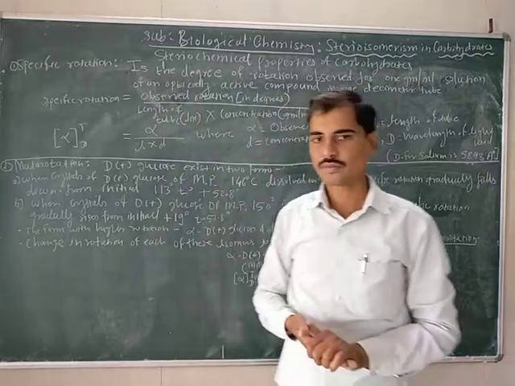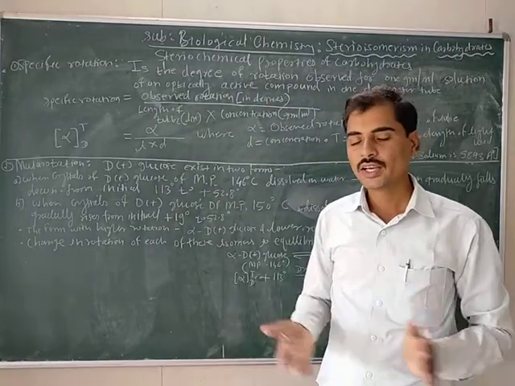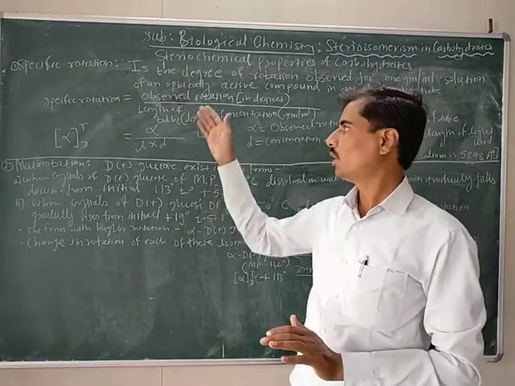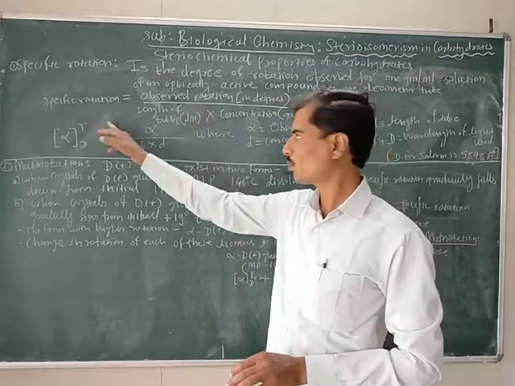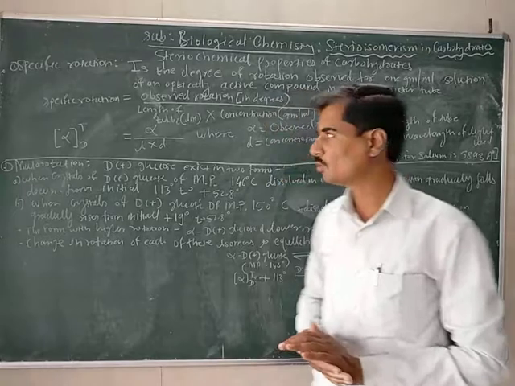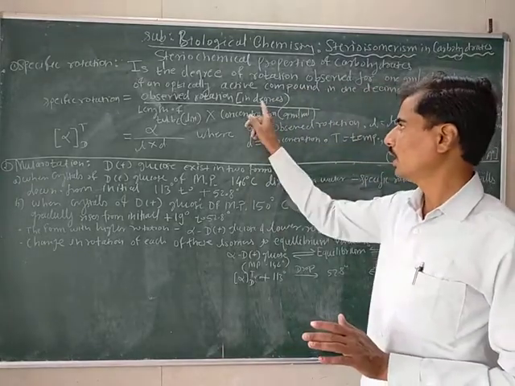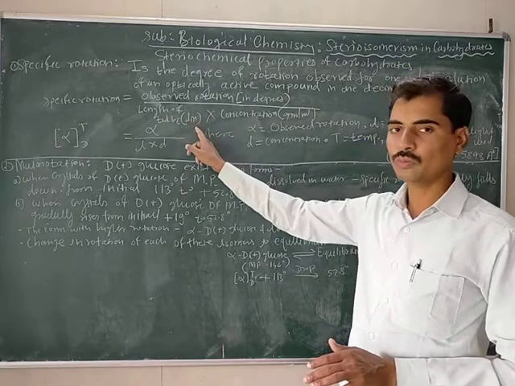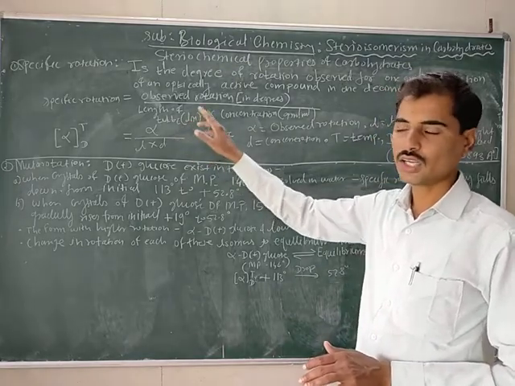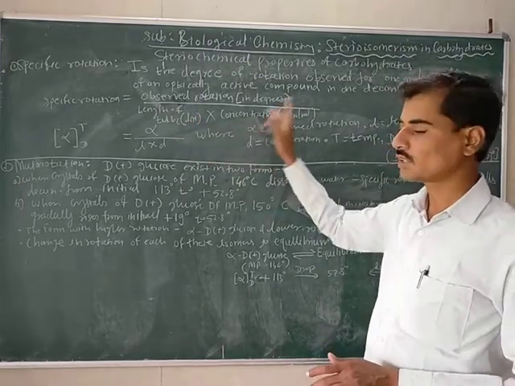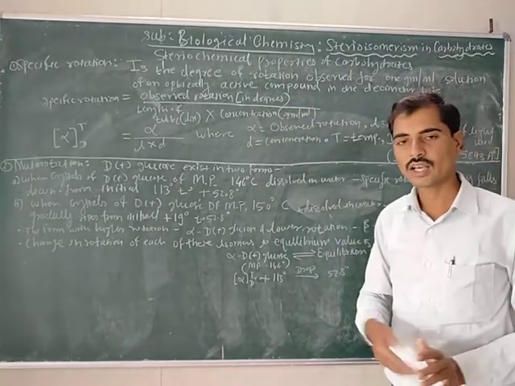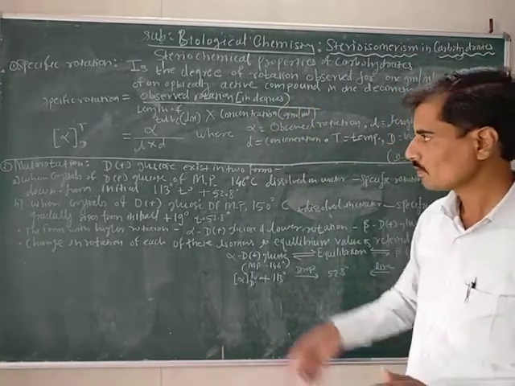specific rotation. The specific rotation can be easily calculated with the help of a formula. Specific rotation is equal to the observed rotation in degrees divided by the length of the tube, where the length of the tube is in decimeters, and the concentration of the solution is in gram per ml.